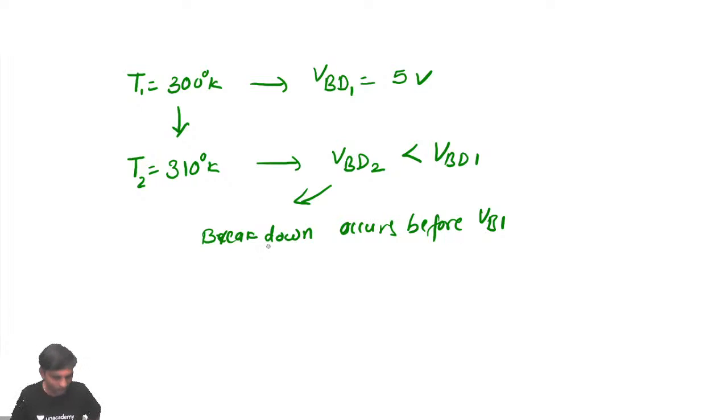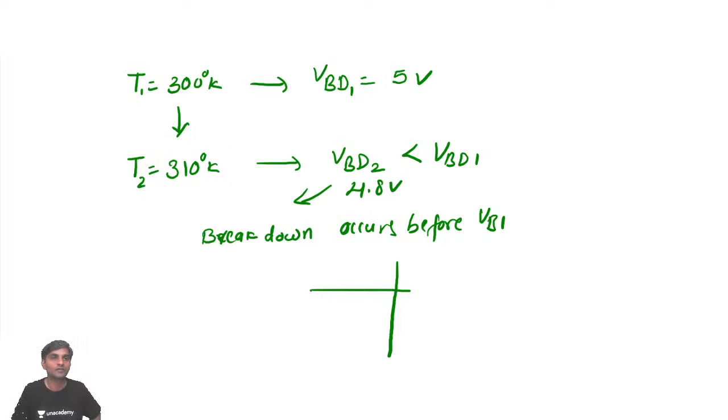Why, sir? As we discussed, some external electric field is already created because of the reverse bias voltage. But along with this, I am trying to increase the temperature. I am trying to add this extra one. When I add this extra one, what happens, sir? The breakdown occurs before this. Let's say it may occur at 4.8 volts only.